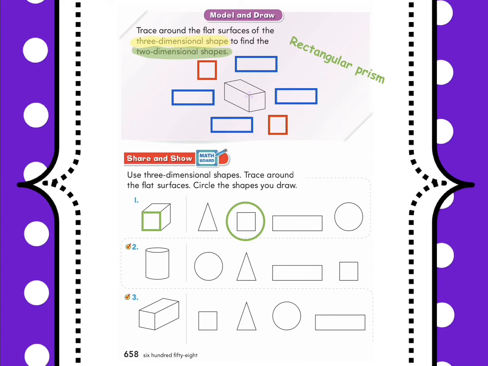Let's go to number 2. This is a cylinder. If I want to trace the flat surface of the cylinder, I'm going to trace a circle. Well done. Now, number 3. This is a rectangular prism again. And they want us to trace the faces. In this case, I'm going to trace two shapes. One will be the square, and the other face will be the rectangle. Excellent, grade 1. Give yourself a big clap.